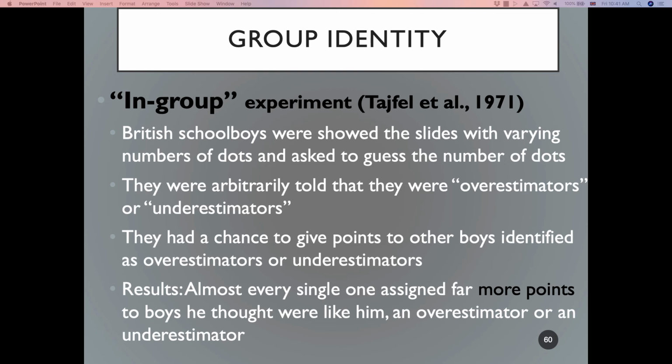And because of the group you were allocated to, you then had to assign points to other boys. And the research found that they would assign more points to those who were in the same group as they were. And of course this is randomly allocated into overestimators and underestimators. But if you were in an overestimating group, you were allocating more points to those who were also in an overestimating group. It was all about prejudice.